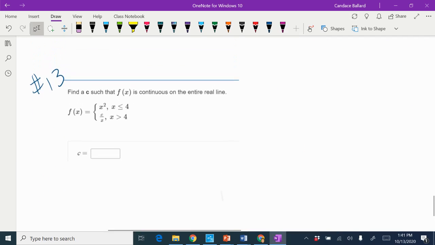Another question I was asked to do was number 13. Find the c such that f of x is continuous on the entire real line.